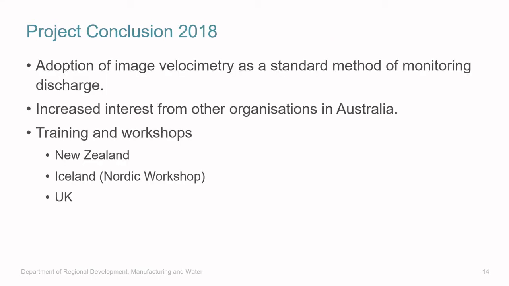Our project concluded in 2018, and at the end of that we adopted image velocimetry as a standard method of monitoring discharge for the Queensland government. And at that time we were receiving increased interest from other organisations in Australia and outside of Australia, looking for training and workshop attendance to be able to start implementing the methods that we had been testing and trialling.